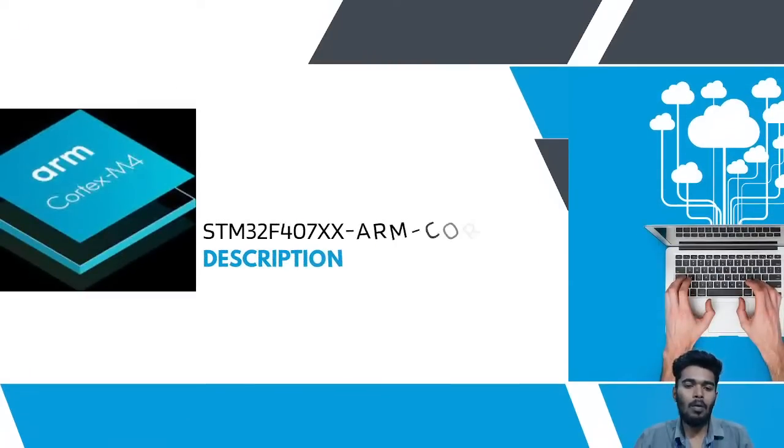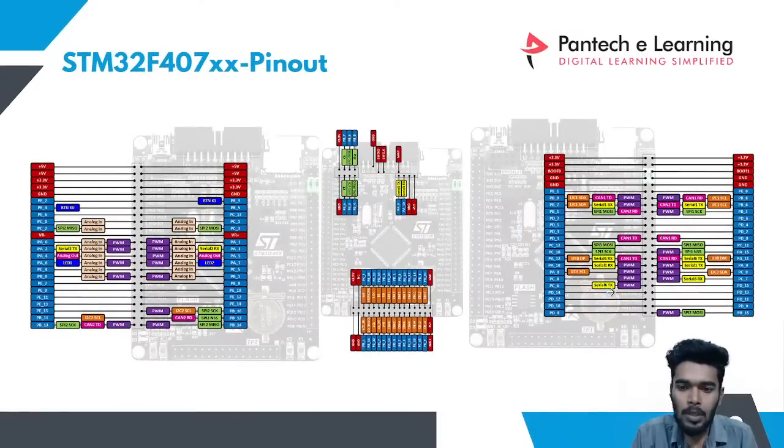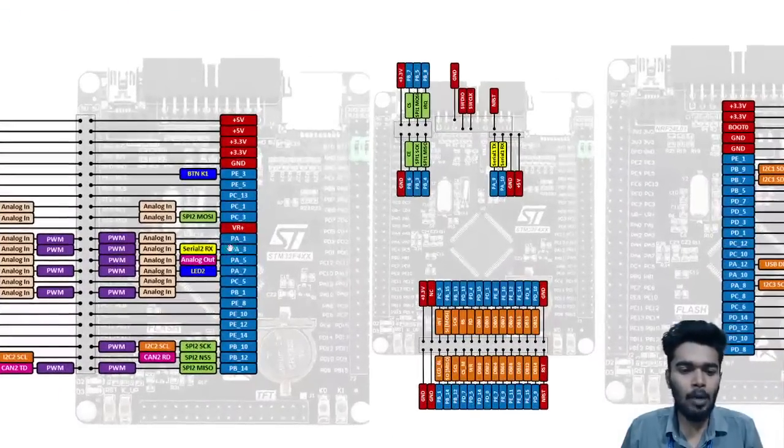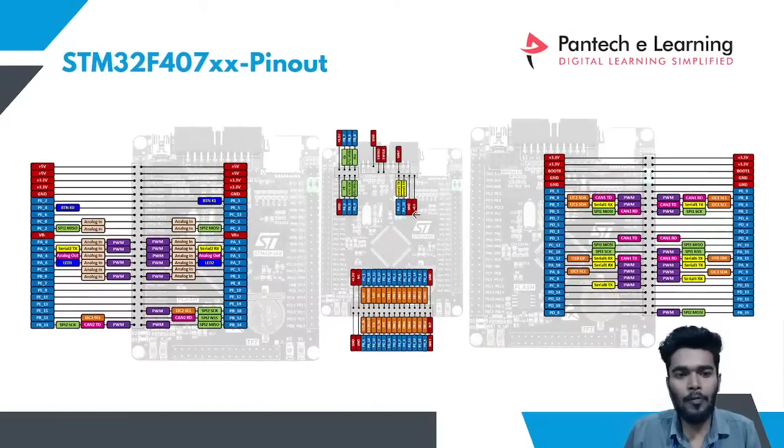Now we will get into the STM32F407xx. This is the STM32F4, which is based on the ARM Cortex-M4. First we will see the description. The first thing you have to know about the controller you have taken is the pinouts. In the STM32F4 we have three varieties of pinouts: a 100-pin board, a 144-pin board, and a 176-pin board. We are using the 100-pin board.